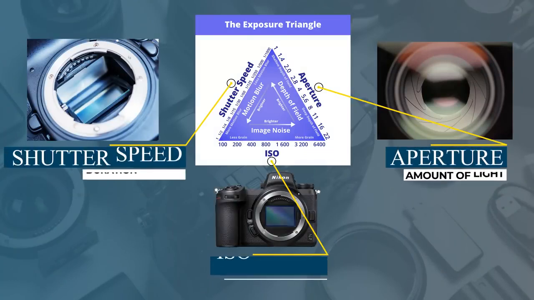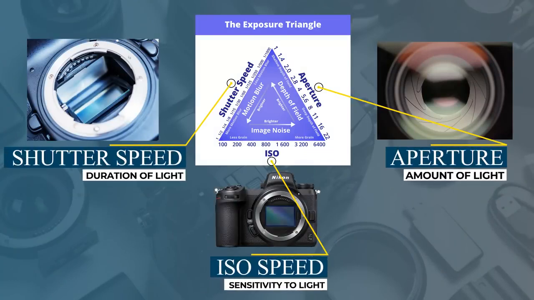Now, the aperture is just one part of the exposure triangle. So when you change it, you'll need to adjust either your shutter speed or your ISO to maintain a correct exposure. This exposure is your overall brightness or darkness of your image.